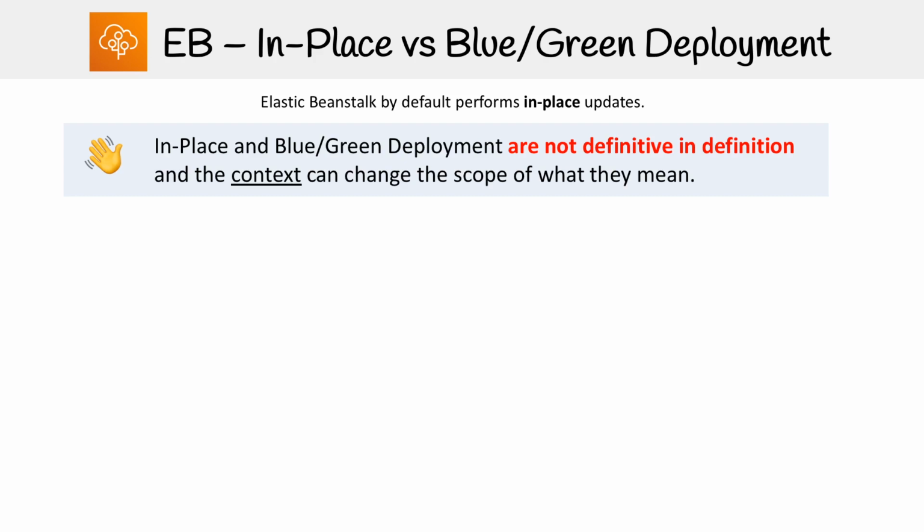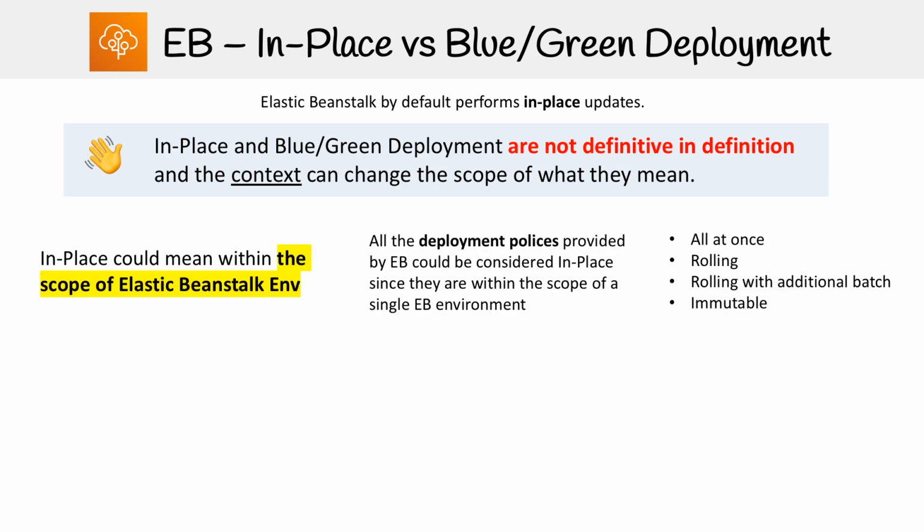But let's change the context to see how that affects the scope, which will change what is considered in place. So the first we're going to look at, which we're already familiar with, is with the Elastic Beanstalk environment. So when that is our scope, that means that all the policies we saw prior, all at once, rolling, rolling with additional batch, and immutable, are considered in-place deployment methodologies.